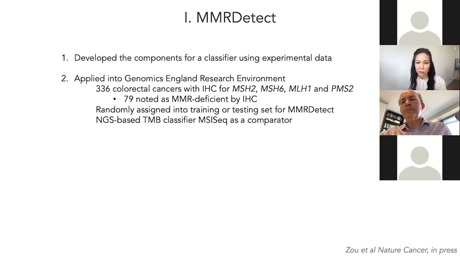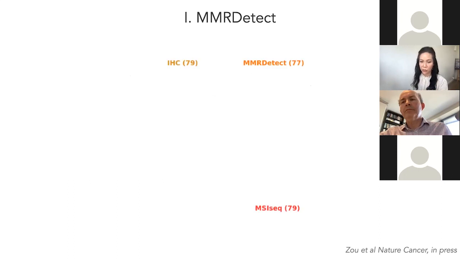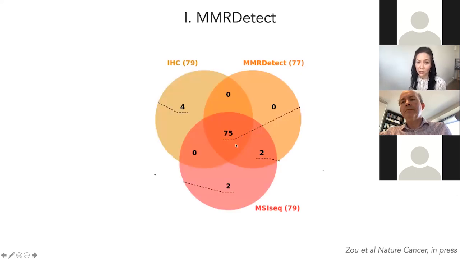Now, as a comparator, we applied another widely used classifier on NGS data called MSI-Seq, which looks just for indels at polynucleotide repeat tracts, so that we can do a systematic comparison of immunohistochemistry, MMR-Detect, and MSI-Seq. And here are the results. We know that IHC, immunohistochemistry, finds 79 cases of mismatch repair deficient patients. We found 77, and MSI-Seq found 79. What's the overlap? The overlap's actually very good. 75 of 336 were concordantly defined as MMR deficient by all 3 methods.